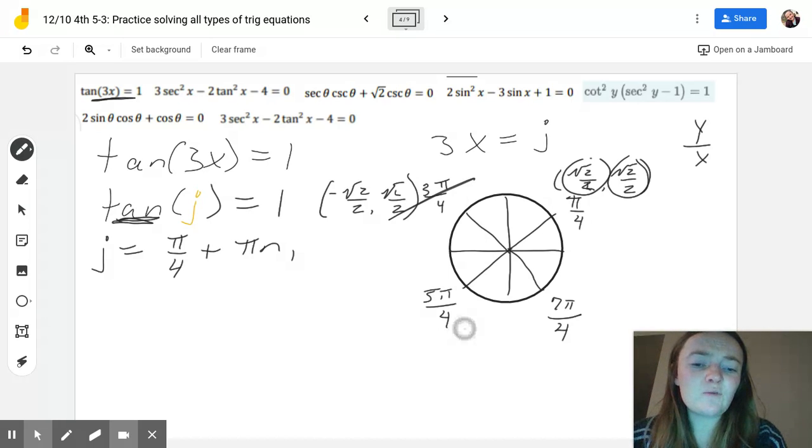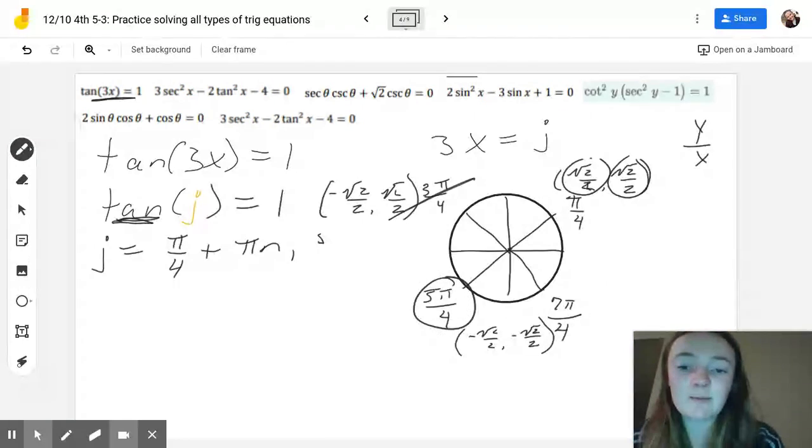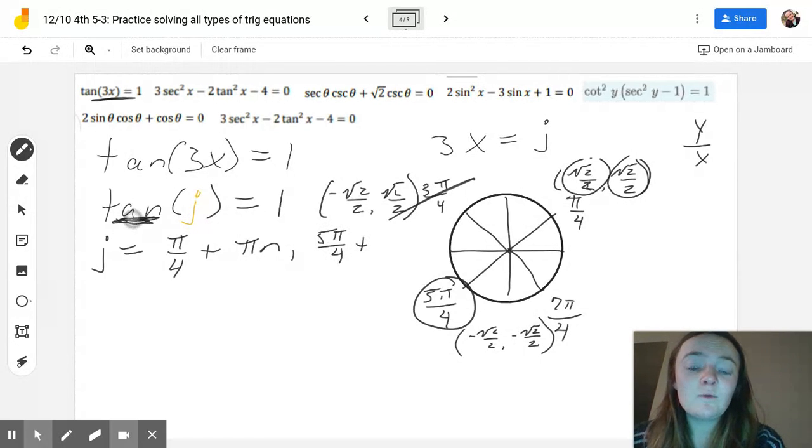Let's check 5 pi over 4. That's negative radical 2 over 2, comma negative radical 2 over 2. If I divide both of those, a negative divided by a negative is a positive, and so 5 pi over 4 works. So we're going to say, comma, 5 pi over 4 plus the period of tangent, which is pi times n.